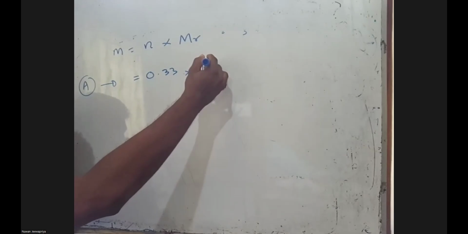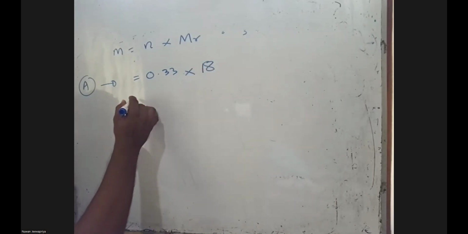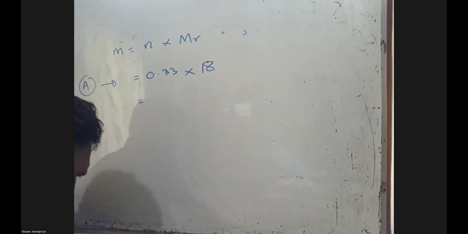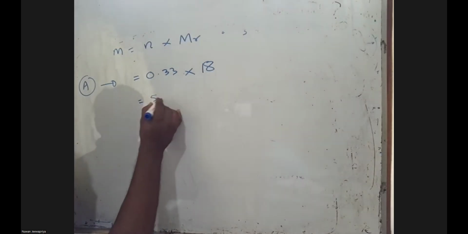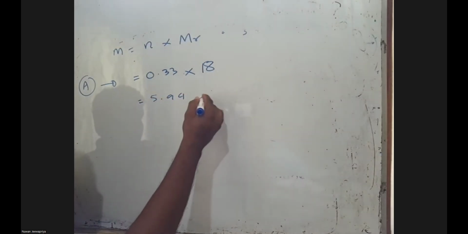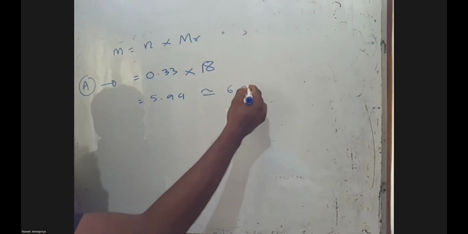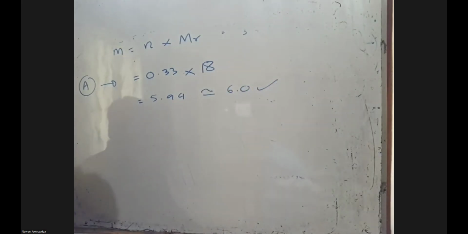How much is it? 18. And then when we concern this one, 0.33 multiplied by 18, so then our answer is 5.94. So it is almost close to 6.0. We can consider it is almost close to 6.0.